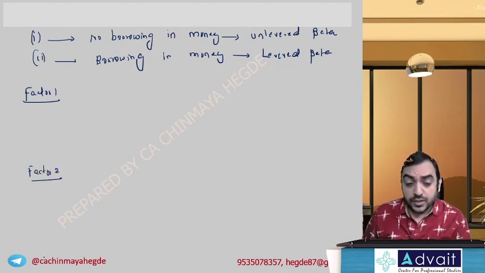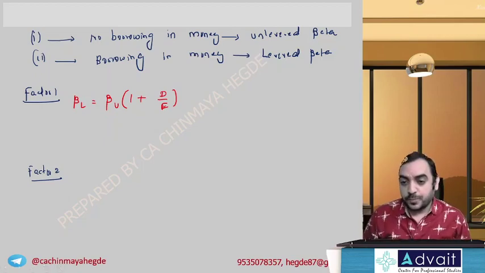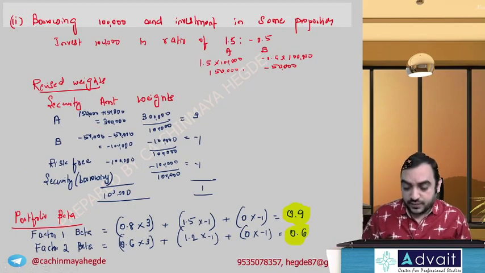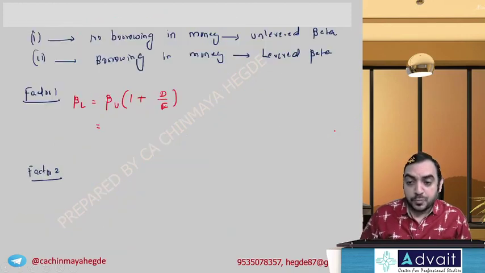Remember the formula? From the unlevered beta, how do you calculate the levered beta? Levered beta is given by unlevered beta into 1 plus debt by equity into 1 minus t. In this problem, there is no tax rate, so 1 minus t you ignore. For factor 1, what was the unlevered beta? Previously we had beta of 0.45 for factor 1.